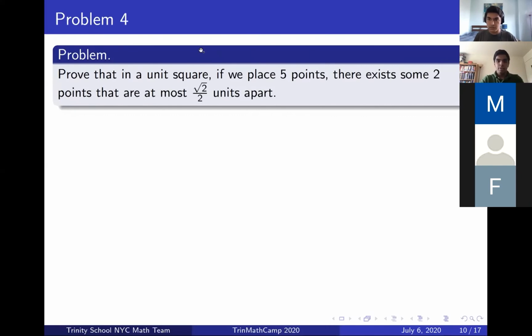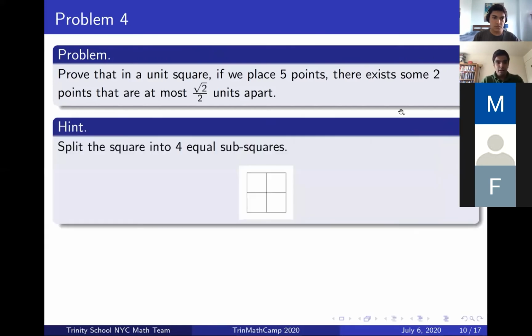Okay, great. So I assume that perhaps some of you have been thinking about this problem during the break. I'll provide a hint on what to do next, to see how you would approach this problem. Perhaps some of you can think about splitting the unit square into 4 equal subsquares. Okay, great. So let's actually go into the solution right now.